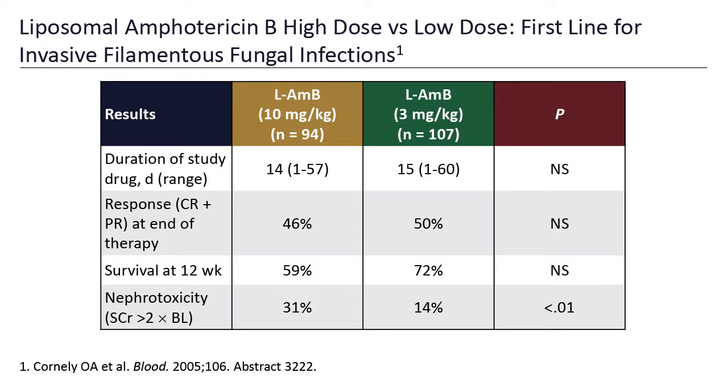And interestingly enough, the response rates were not better. And there was actually a numerical reduction in survival at 12 weeks with the higher dose, but this was not significantly different. But more importantly, the toxicity was higher, with higher rates of nephrotoxicity, and there was financial toxicity with the higher doses as well. Well, what about combination chemotherapy for fungal diseases?